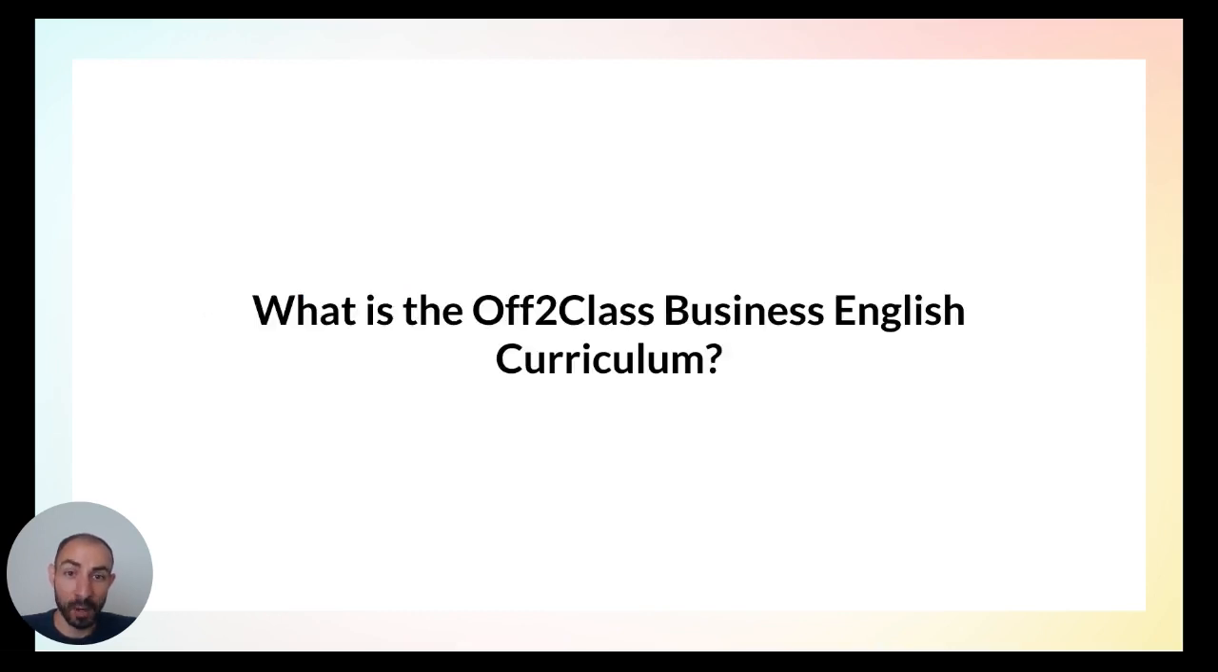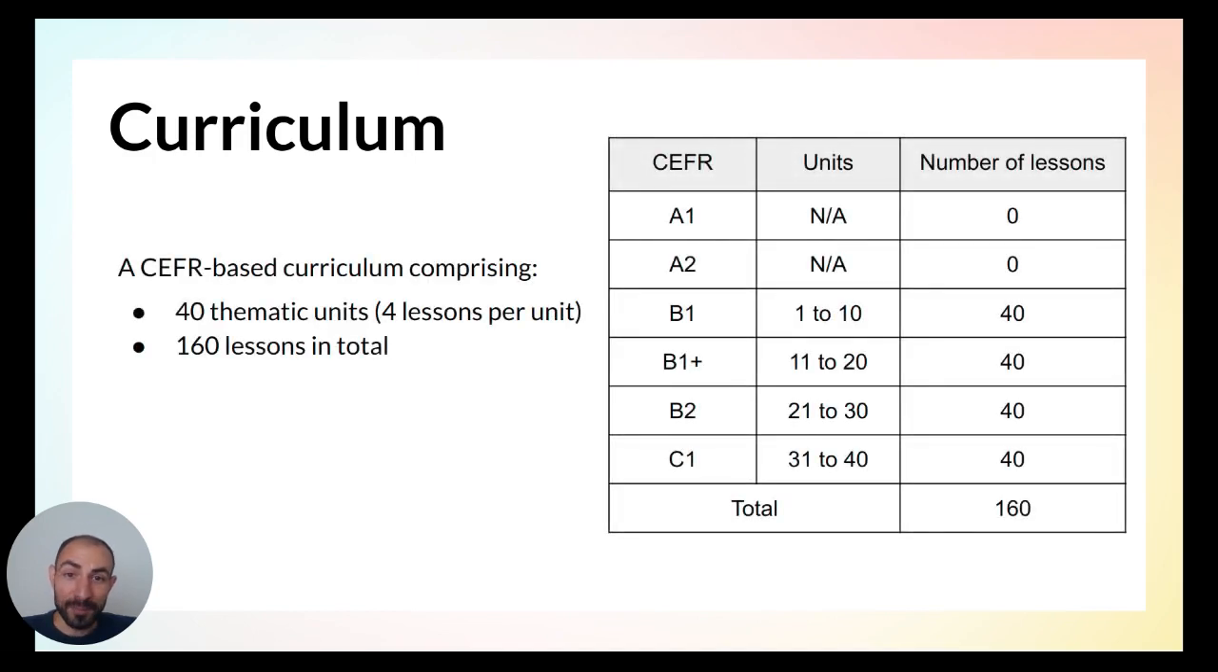What then is the Off2Class Business English curriculum, and how is it different from other Off2Class lesson content? Well, at a basic level, the Off2Class Business English curriculum comprises 40 thematic units, each consisting of 4 lessons, giving a total of 160 lessons, and covers a CEFR range of B1 to C1.